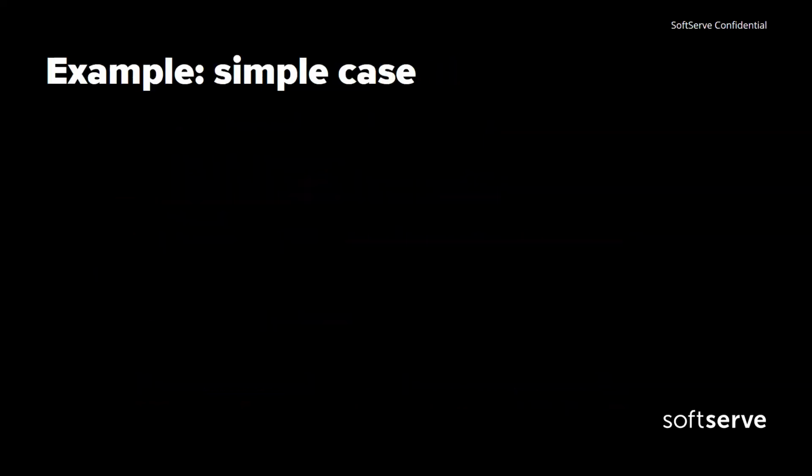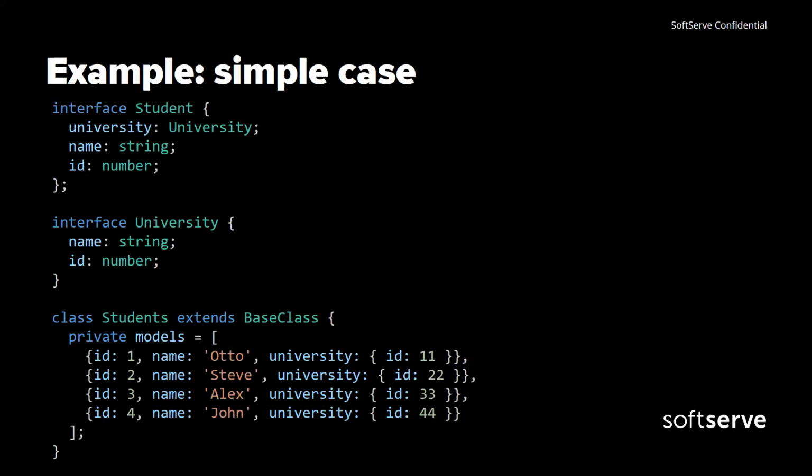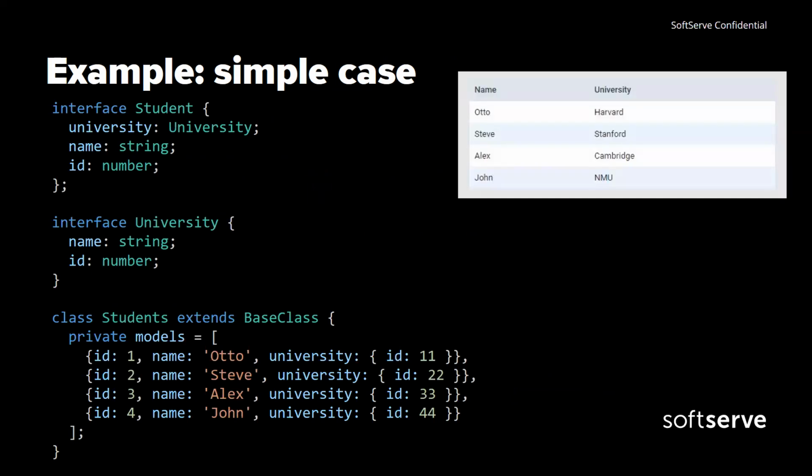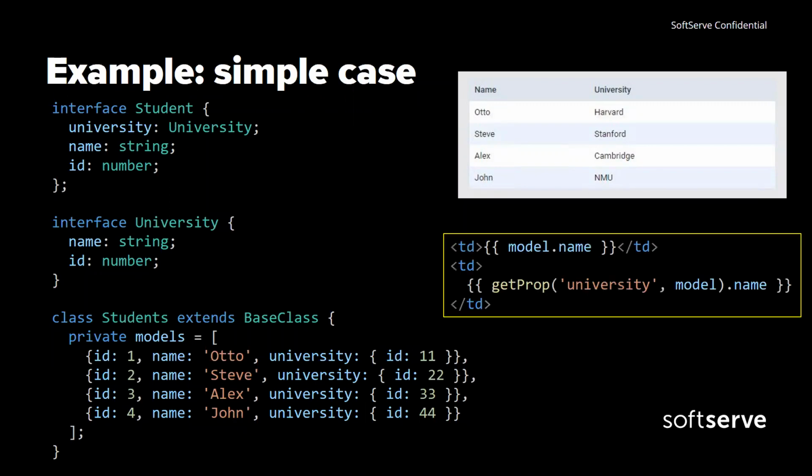Okay, let's look at our examples. In the simplest case, we have a model, for example student, which contains another nested model, university. And we need to render a table with student name and university name columns. That is how we can use our solution. We use the v-for directive for rendering the table row element, and inside of v-for, we can use the getProperty method. I didn't add the code for the getProperty method, but you can easily imagine how it works on the basis of the getModel method, which we described on our previous slide.